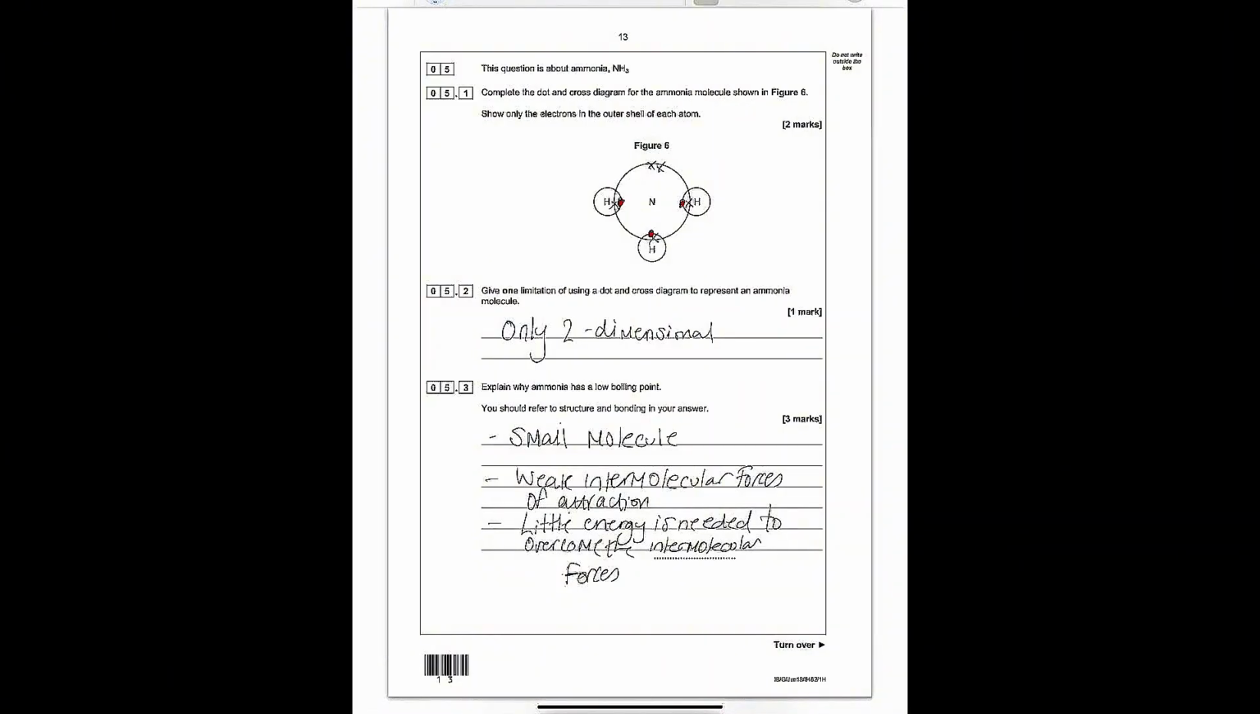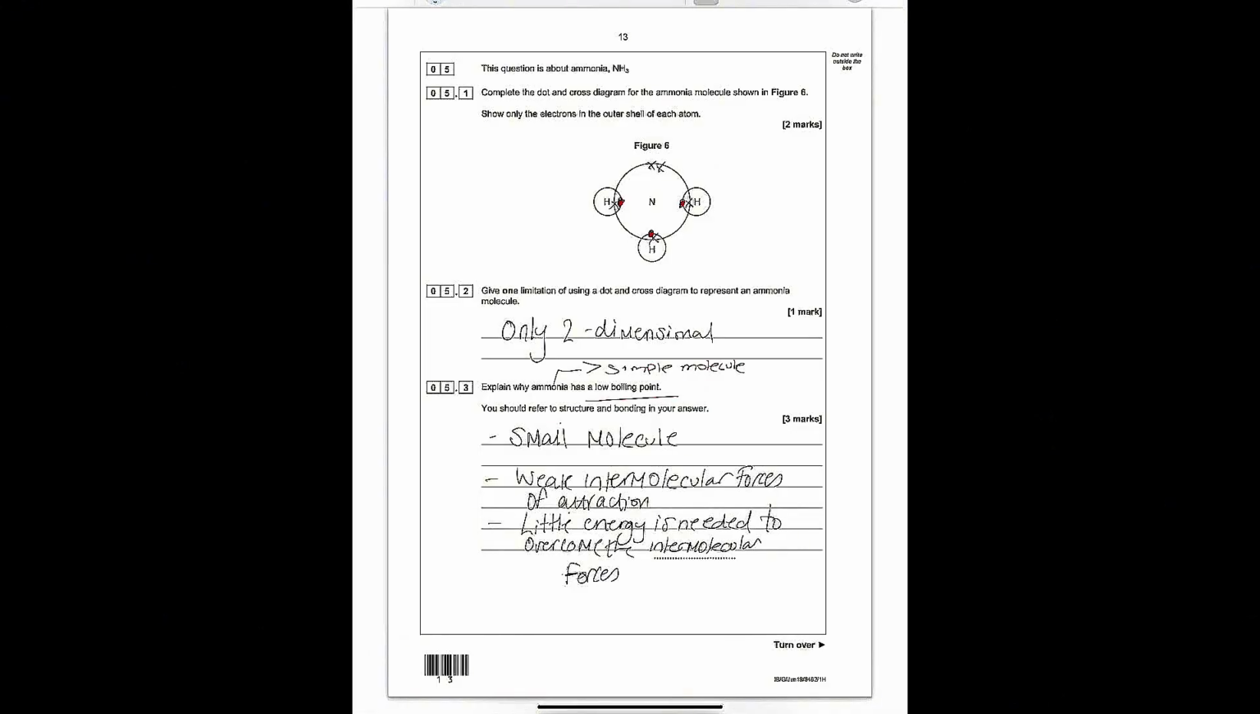Now, ammonia is a simple molecule, okay? So I'm just going to write that down over here, simple molecule. There are other types of simple molecules such as methane as well and water, but in this example we've been given ammonia. Let's say if you were given methane, obviously you'd have the same answer.